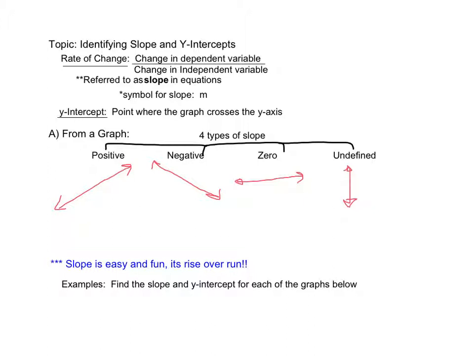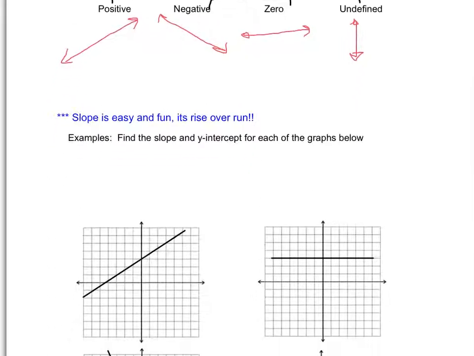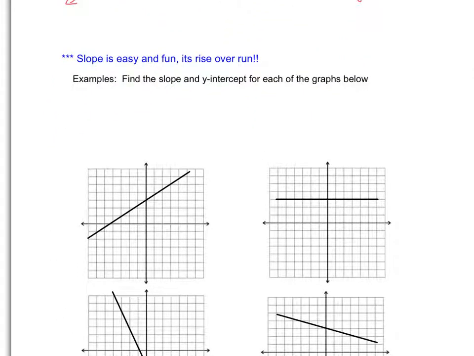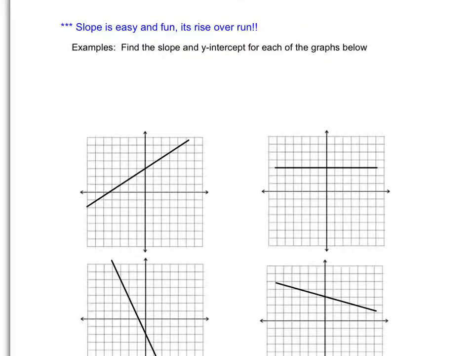One way to help you remember slopes is this little saying here: slope is easy and fun, it's rise over run. That's the concept we're going to use when we look at graphs. The rise is the change in our dependent or y variable, the run is the change in our independent variable. So let's go ahead and look at some examples where we put that in place. On each of these, we're going to find the y-intercept and the slope.